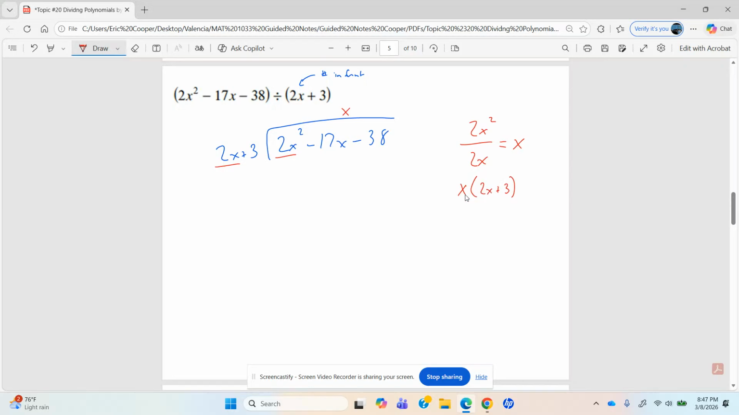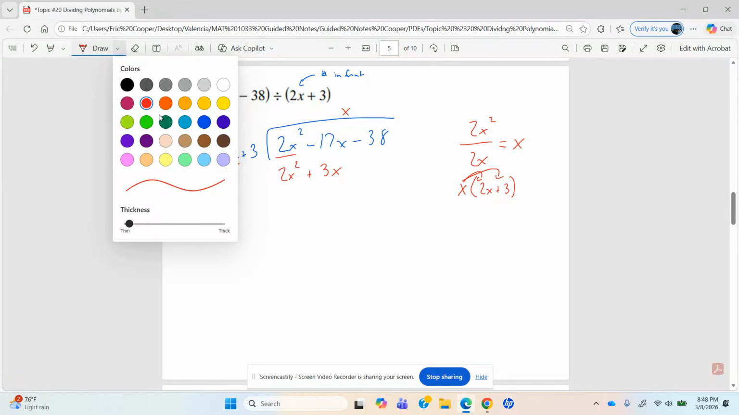So in this case, we're going to do x times 2x plus 3. And we're going to distribute this out here. X times 2x gives me 2x squared. Now that's a good thing. These things should always match here as we do it. X times 3 is going to give me 3x.